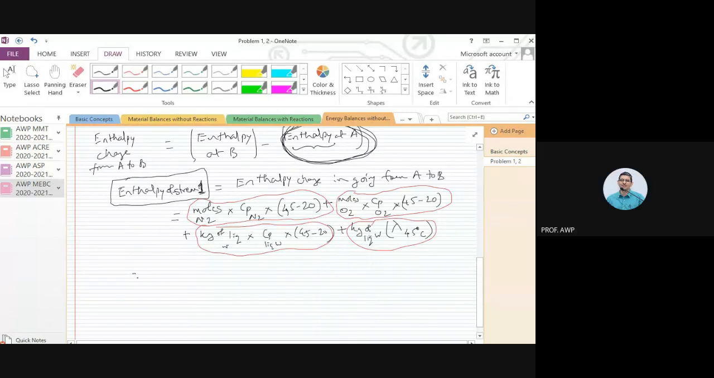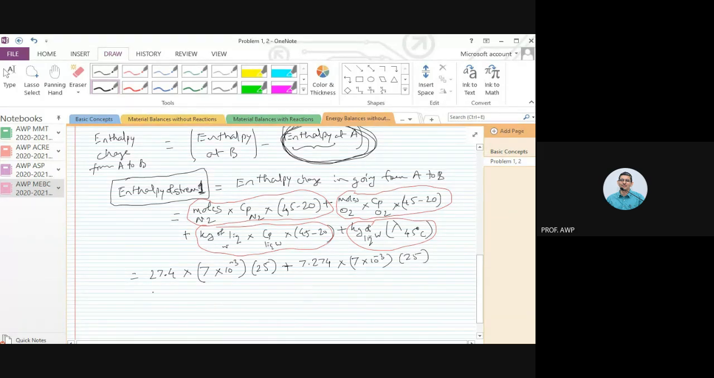Yeah, so Mayur, how many moles of nitrogen were there? 27.4. Cp of nitrogen was 7 into 10 raised to minus 3, into 25, plus moles of oxygen. How many moles of oxygen were there? 7.274, into Cp, 7 into 10 raised to minus 3, into 25.